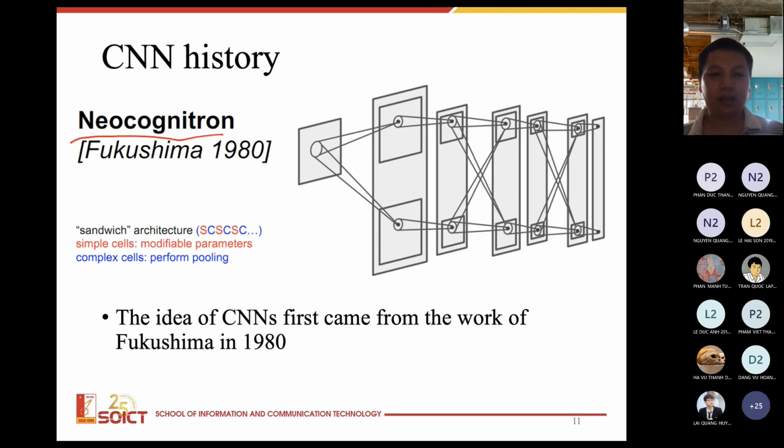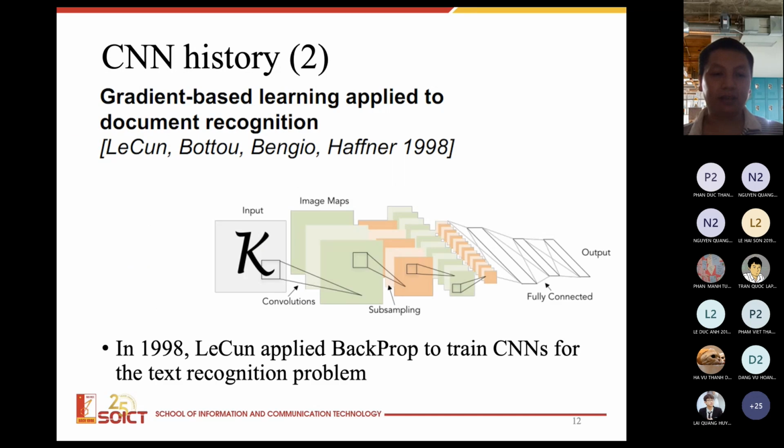Okay, and then in 1998, Yann LeCun applied backpropagation to train the CNN for the text recognition problem, right? And it's the paper named Gradient-Based Learning Applied to Document Recognition. The idea about this paper is to train a neural network that can classify the written character, right?